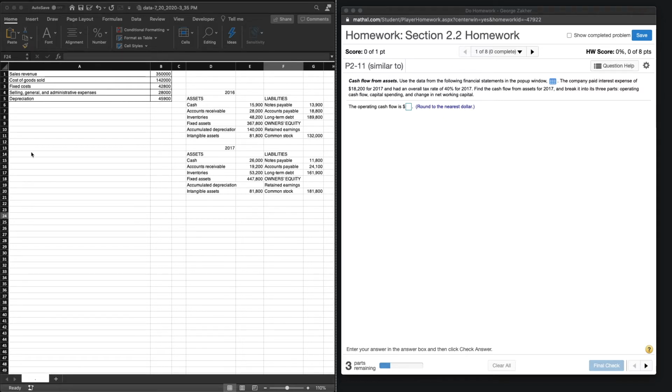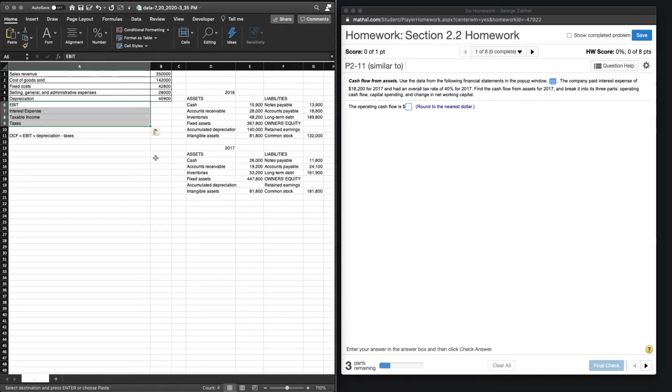If we take a look at the equation for operating cash flow, we can see here it's EBIT plus depreciation minus taxes. So it looks like we're going to have to continue our income statement. Let's go ahead and calculate some values here, and then we can figure out our operating cash flow. EBIT is going to be our revenue minus our operating expenses.